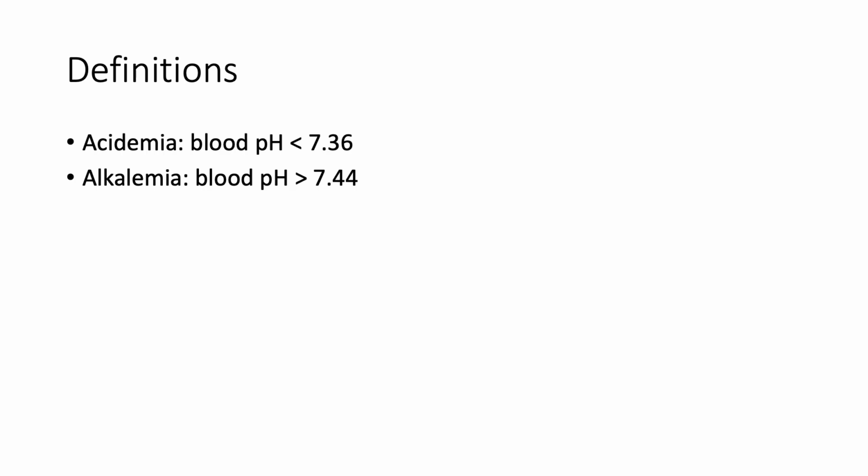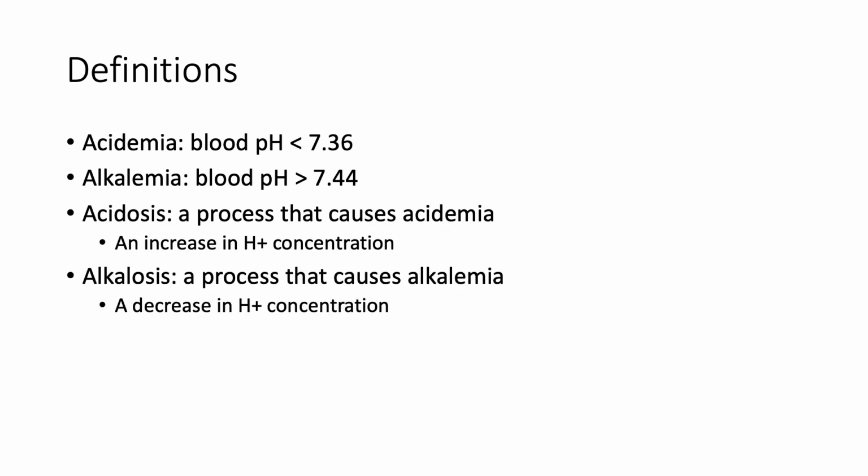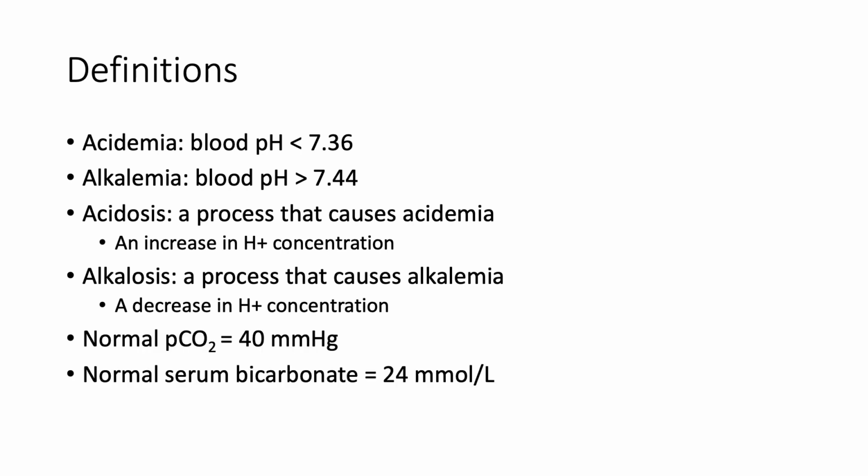So let's cover some definitions. Acidemia is when the pH of blood is less than 7.36, and alkalemia is when the pH of blood is over 7.44. Now, if you have acidemia, then there must be an acidosis, and this is any process that causes an increase in your proton concentration. That's going to cause acidemia. Likewise, an alkalosis is a process that causes a decrease in proton concentration. There's a couple numbers that you should memorize. These are the normal values for PCO2 and serum bicarbonate. So normal PCO2 is 40 millimeters of mercury, and a normal serum bicarbonate is 24.